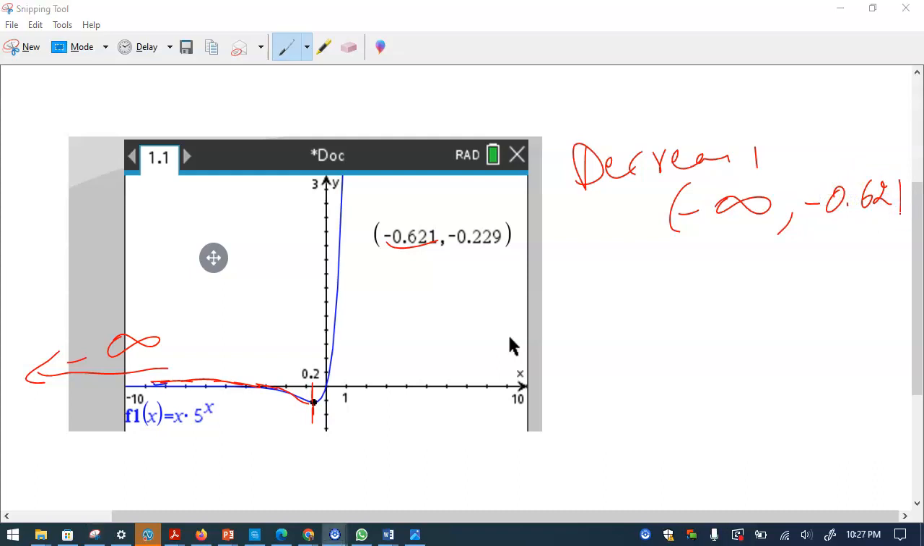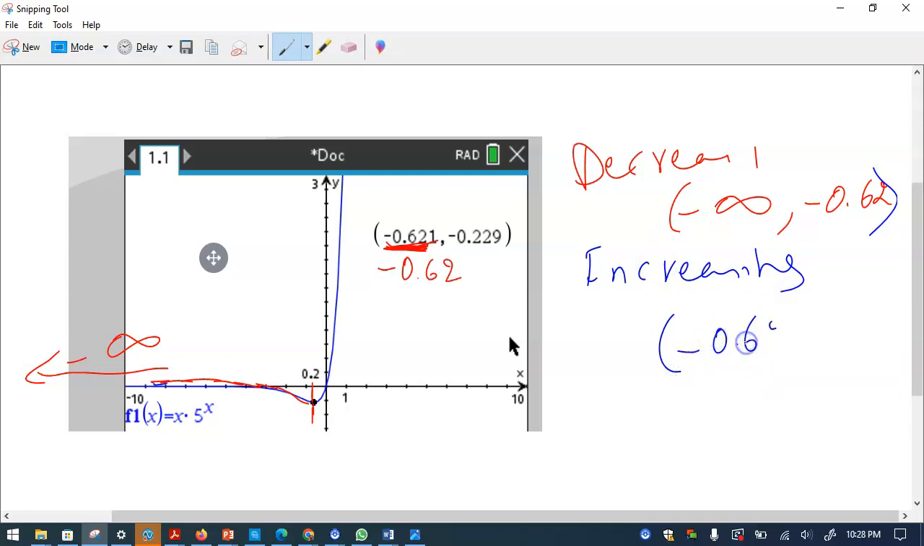0.621. And in the question, they will say how many places of decimal you want to write. So this will be two places. If it is two places, I'll write 0.6 and 2, so no one here, just 0.62. If you put 1, your Cengage will not give you the right answer. So this is where it is decreasing and then increasing. So increasing will be from minus 0.62.